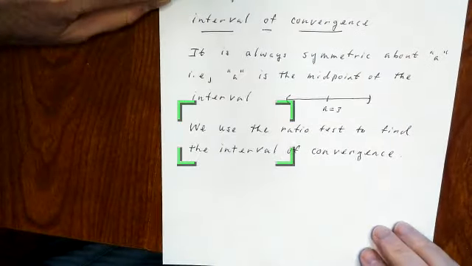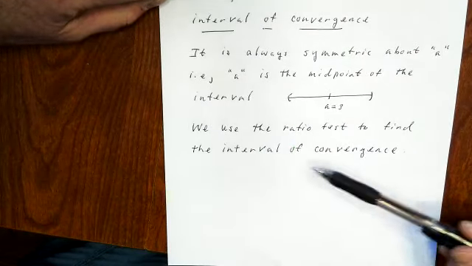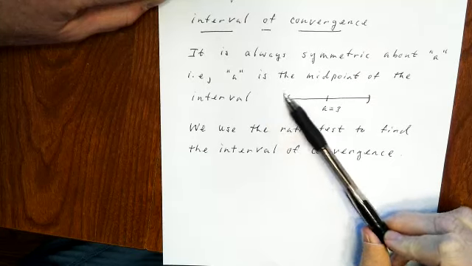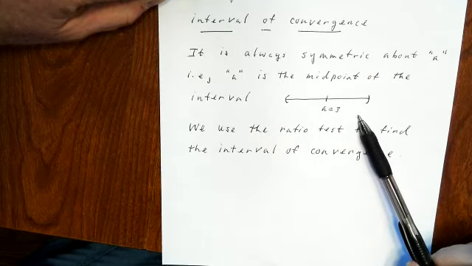It ends up that the interval of convergence is always going to be symmetric about a. In other words, a is going to be the midpoint of the interval.